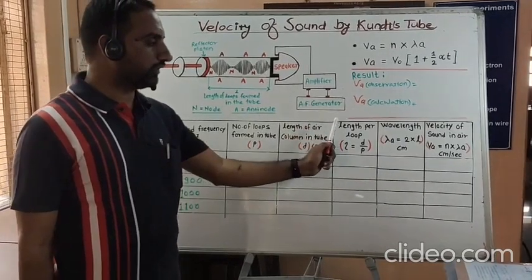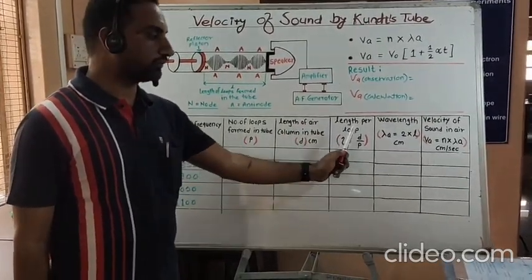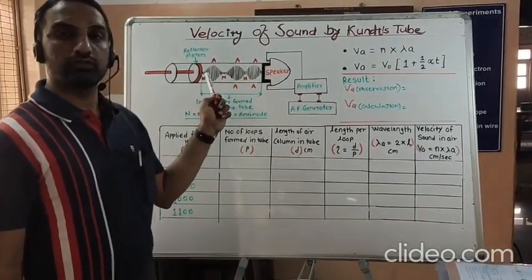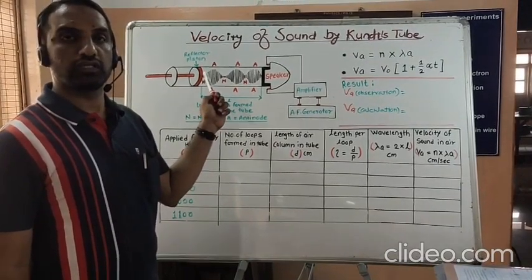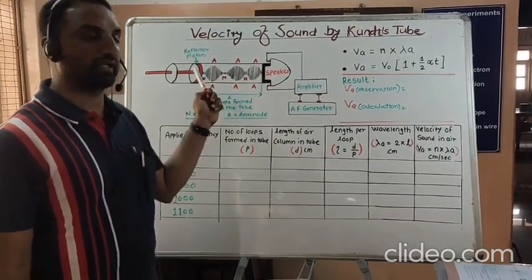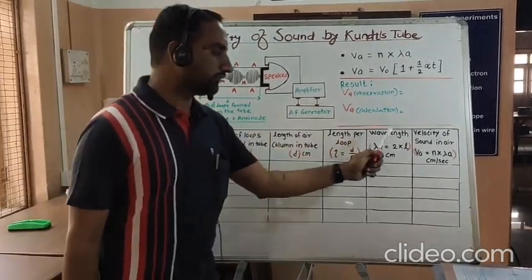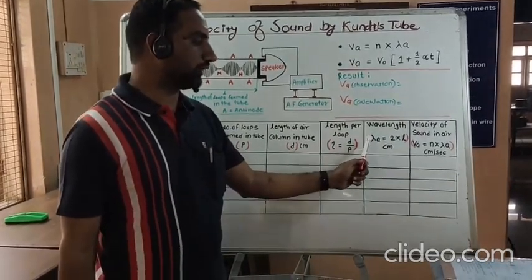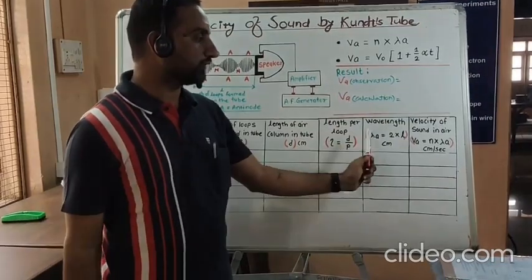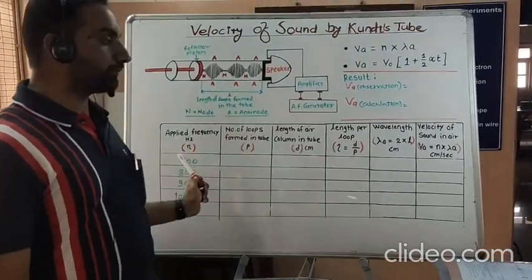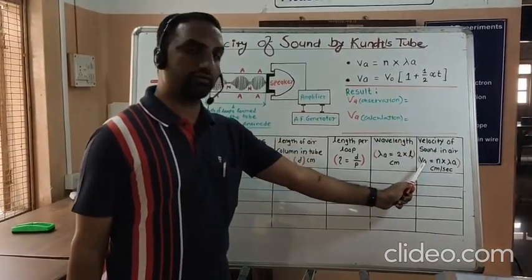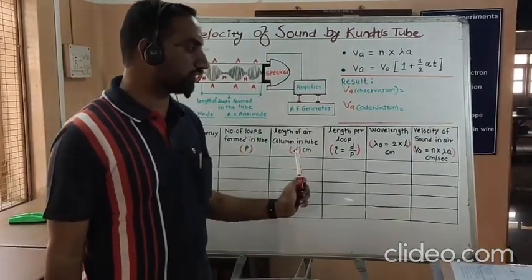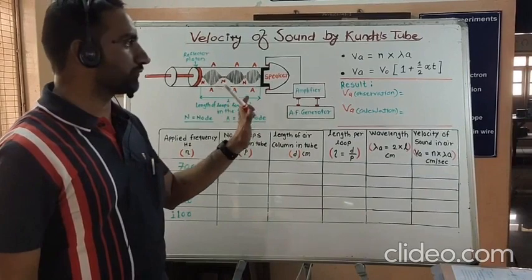After that, we have to find the length per loop. Small l is equal to small d divided by P. That length per loop is the length of a single loop, that is the distance between two successive nodes, whose length is about lambda by 2, that is half of the wavelength. So for finding the wavelength, we have to multiply the length of this loop by 2, so we get lambda equal to 2 times l. After that, substituting the values of lambda and applied frequency n in this equation, we get the value of velocity of sound in air. So v is equal to n lambda. So this is about the theoretical part of velocity of sound by Kundt's tube.